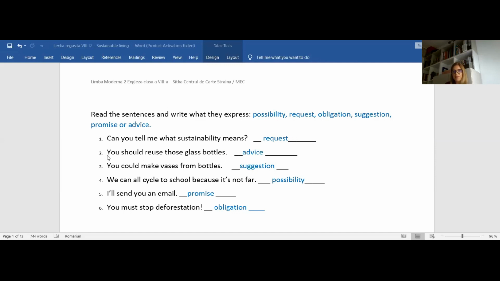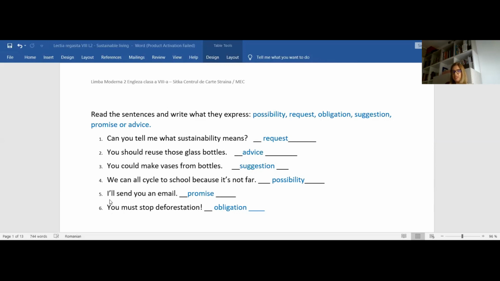In the second sentence, you should reuse those glass bottles. Here, we are using the modal verb should to express advice. You could make vases from bottles. Here we have the modal verb could, to express a suggestion. In the fourth sentence, we can all cycle to school because it's not far. This is a possibility.